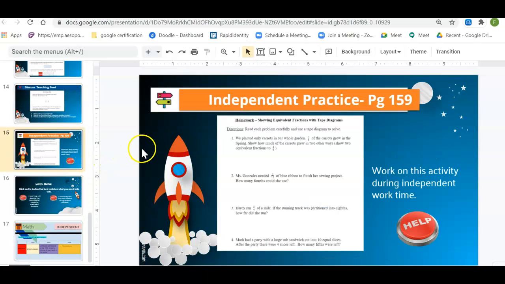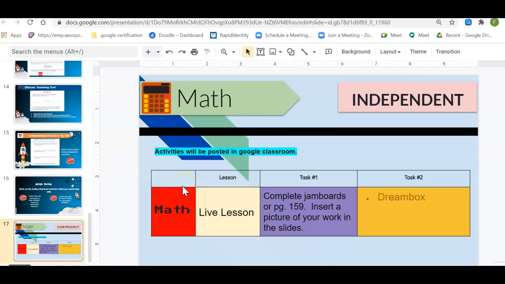All right, so our independent practice, guys, is going to be on page 159. Page 159, and this is what 159 looks like. Now this is also going to be in a Jamboard. So you've got an option of doing the Jamboard for this, or you can do it in your binder. And if you do it in your binder, make sure to take a picture of your work and insert it into the slides. Lastly, this is a reminder of our independent work. So you're going to complete the Jamboards or page 159. And also you're going to work on Dreambox.